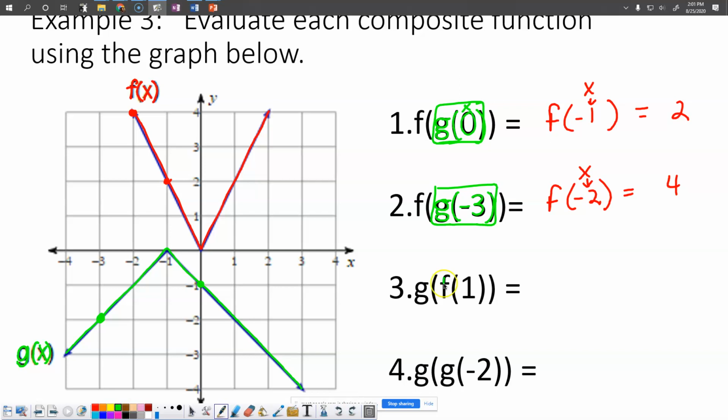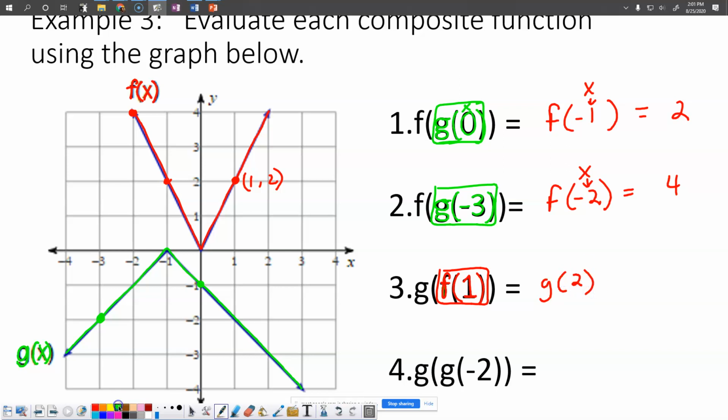Now for number 3, the first thing we want to find is f of 1. Now f is the red function, so I'm going to color this in red. So I want to find where does x equal 1 on the red line. That would be right here. And the y value that goes with that is what I'll replace it with. So the y value that goes with that is 2. So I'm going to replace f of 1 with 2.